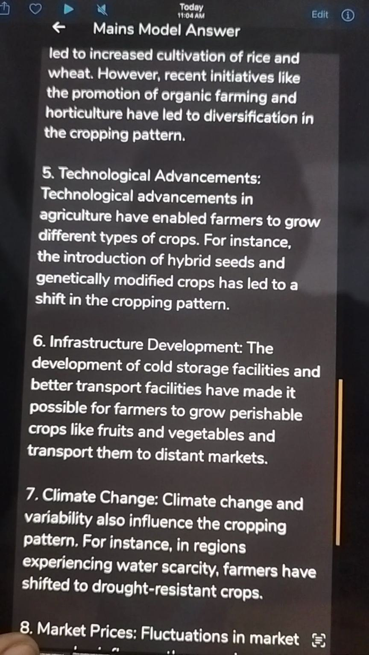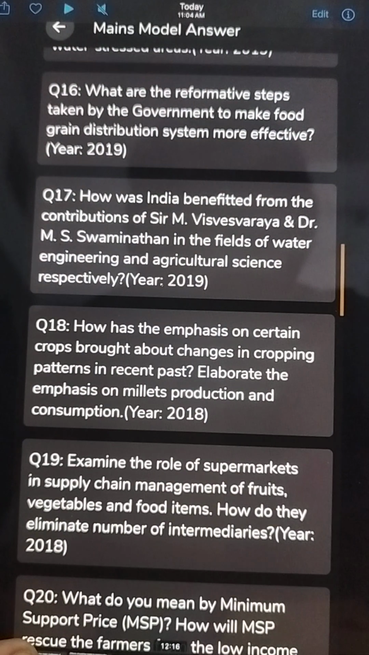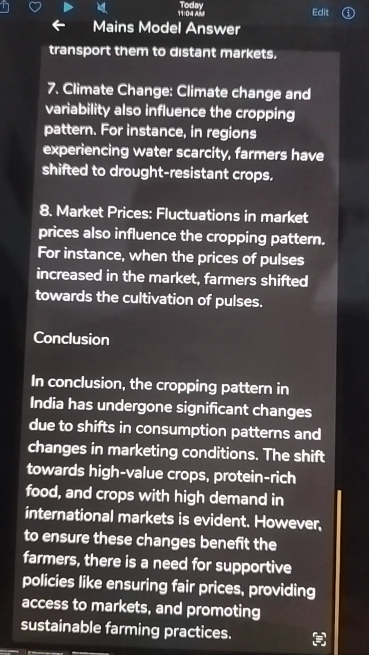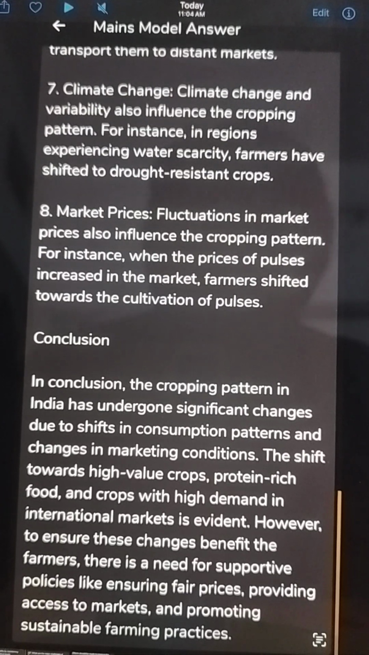Climate change and variability has also influenced the cropping pattern. For instance, in regions experiencing water scarcity, farmers have shifted to drought-resistant crops. And market prices: fluctuations in the market prices also influence the cropping pattern. For instance, when the prices of pulses increased in the market, farmers shifted towards the cultivation of pulses.